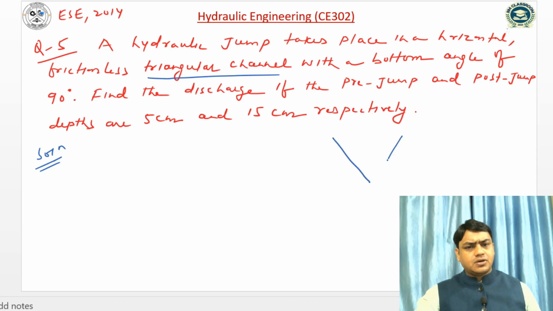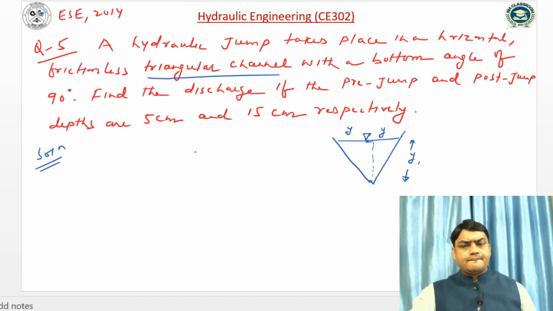Let us assume this is our triangular channel and the bottom angle is 90 degree, and this depth is y. So each side angle is 45 degree, and the top width we can write as 2y. The pre-jump and post-jump depths are given. y1 is 0.05 meter, and y2 is 0.15 meter.